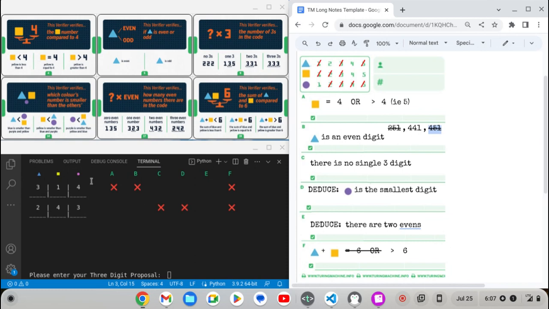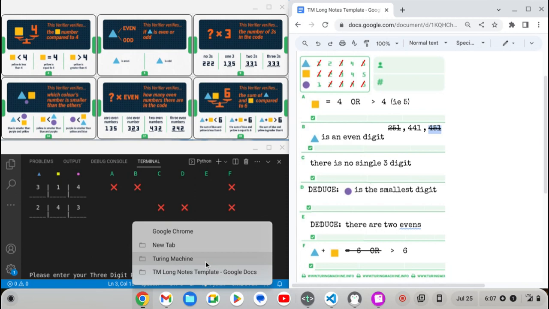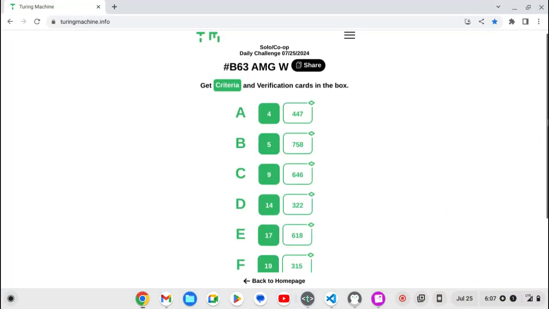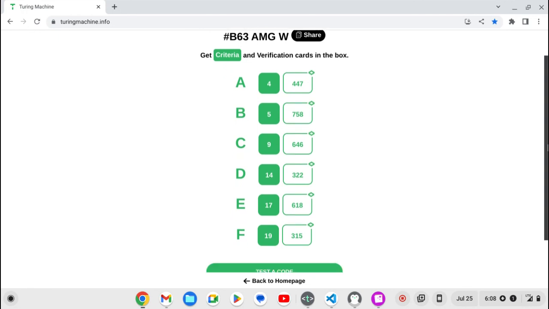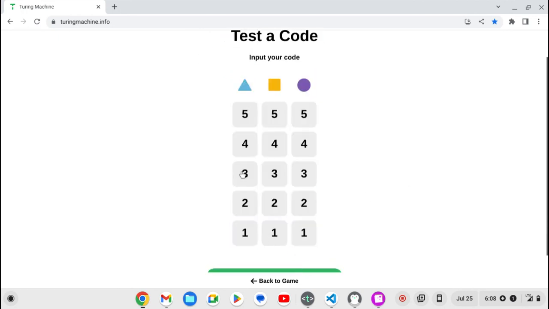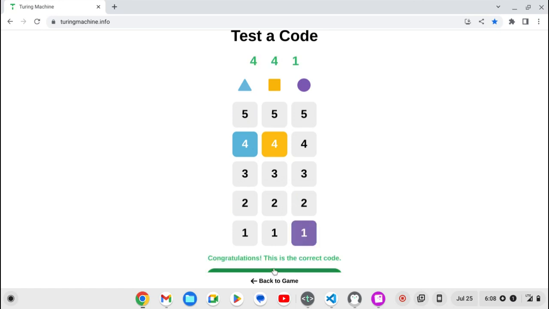Well, let's give it a try. Wow, I also notice I've got all X's. Okay, well, this is a moment of truth. Let's see. 441 as a solution. Okay, the deduction paid off.